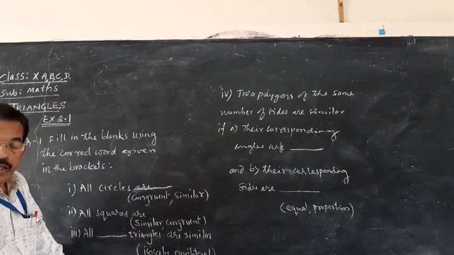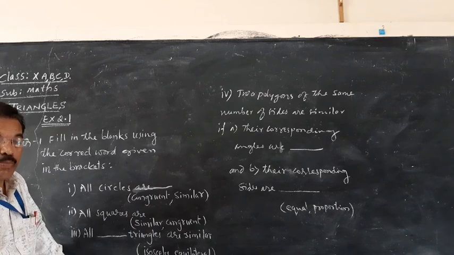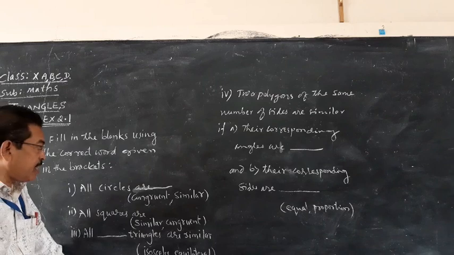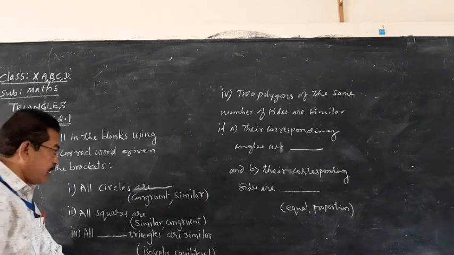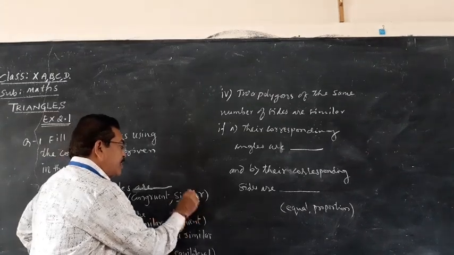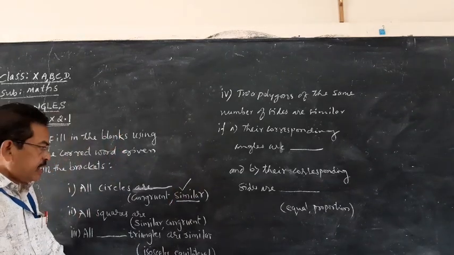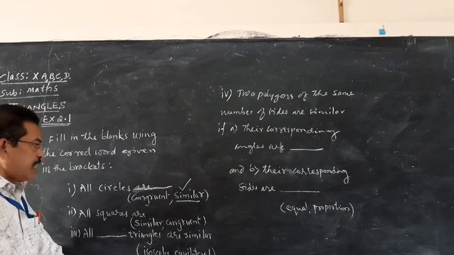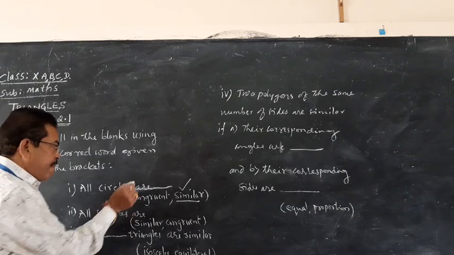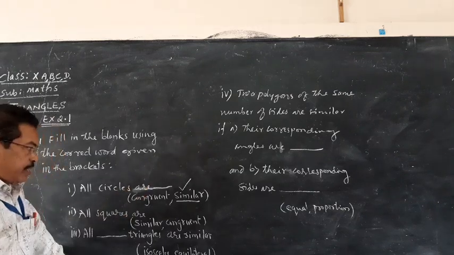Then there may be size variations. That means radius variation is nothing but the size variation of the circle. So all circles are similar. That means they look alike. Similar is the correct answer for the first one.